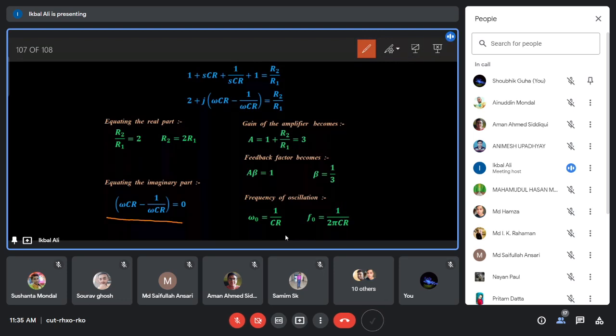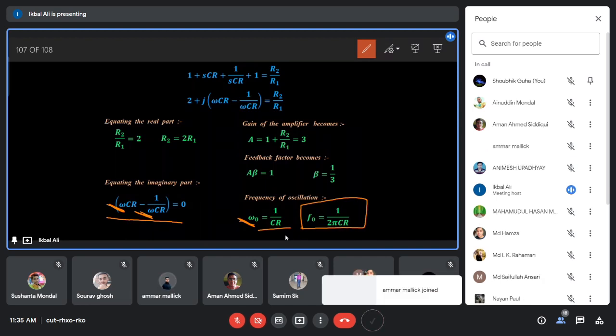From this equation, you can get the oscillation frequency, because in this expression you see that the frequency omega is present. So that is the oscillation frequency, or how much frequency is generated by the Wien bridge oscillator circuit. So omega 0 should be equal to 1 by CR, or the linear frequency F0 will be 1 by 2 pi CR.